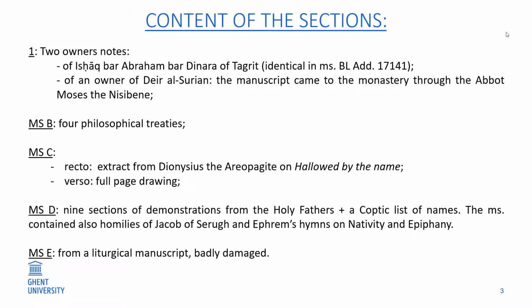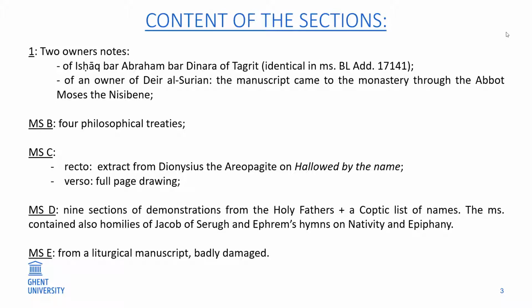Then we have manuscript C, a single folio. On the recto, we have a passage from Dionysius, Hallowed be the name. And on the verso, we have a page with a drawing of a circle within a square with a cross. But again, you can find all this information in the catalog.